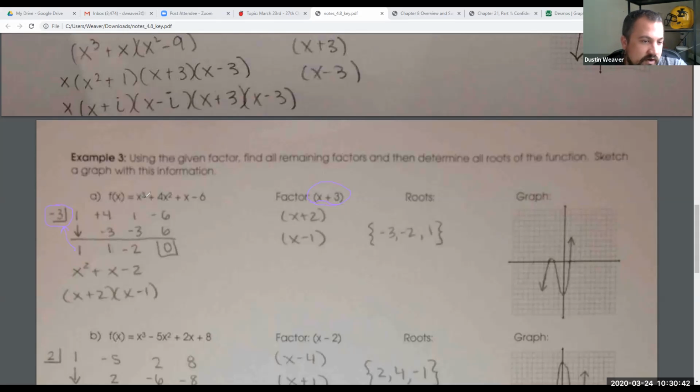So now we started with x to the third, right? We start with 1x to the third. So our answer should be 1x to the second. And then there's 1x. And then there's negative 2. And notice there's no remainder. So here's what we're saying now. We're going way back now to math 1.